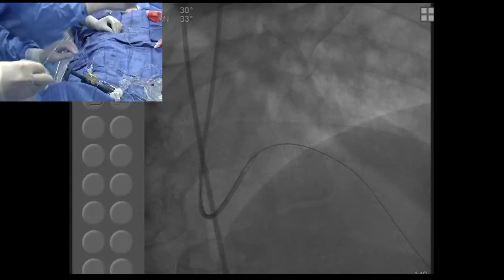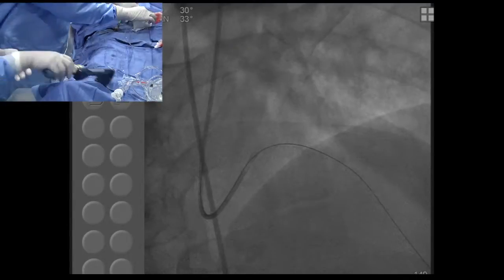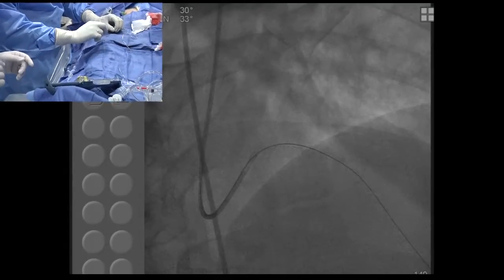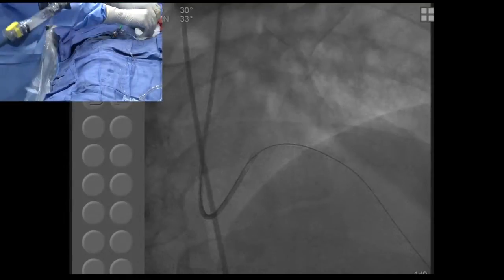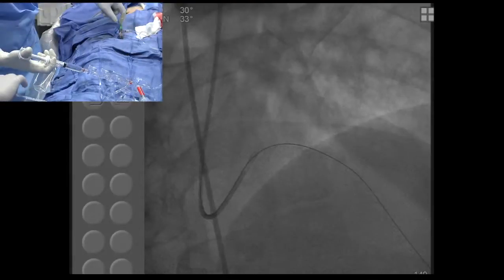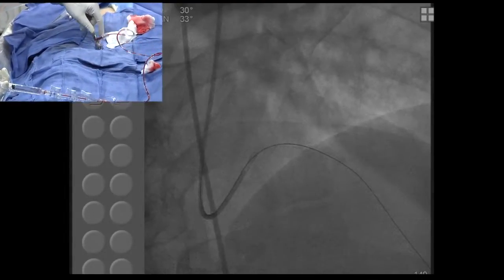As soon as you are there, then you deflate. And this is not on the wire. It is just in the guide, this balloon. So you just take it out. Only thing is you got to suck it because there will be air trapped. See here, you can see the air trapped bubbles. That's a must.